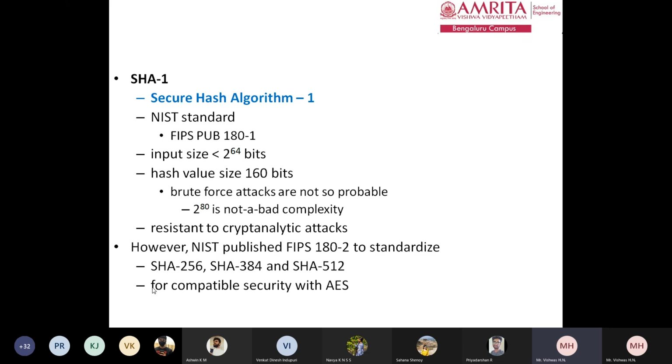However, NIST published FIPS 180-2 to standardize, and there are many other standards of SHA, that is SHA-256, SHA-384, and SHA-512, for compatible security with AES. AES is an encryption algorithm. We will see that later. So this is about the different hash functions we use. Two major hash functions, that is MD5 and SHA-1.